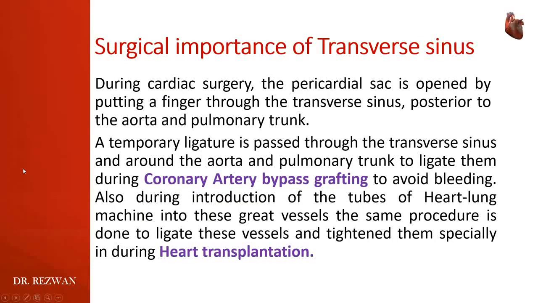First of all, let us know the surgical importance of the transverse sinus. During cardiac surgery, the pericardial sac is opened by putting a finger through the transverse sinus, as we have seen before, obviously posterior to the aorta and the pulmonary trunk. A temporary ligature is passed through this transverse sinus and around the aorta and the pulmonary trunk to ligate them during coronary artery bypass grafting to avoid bleeding.